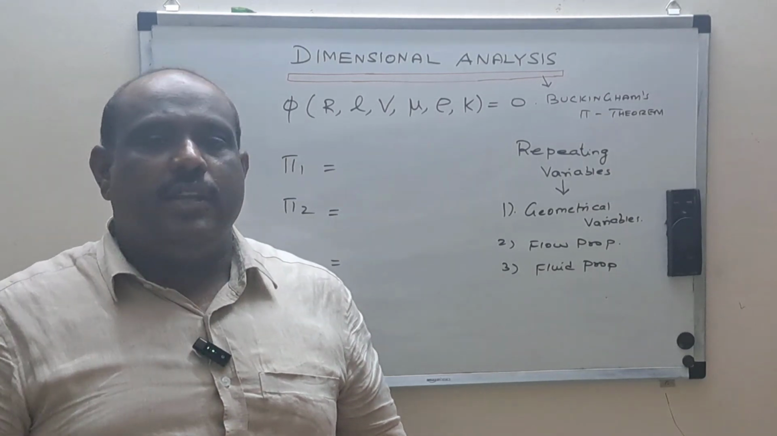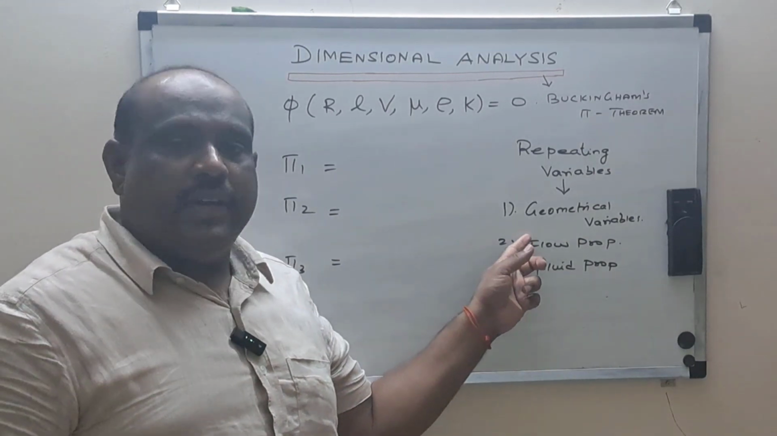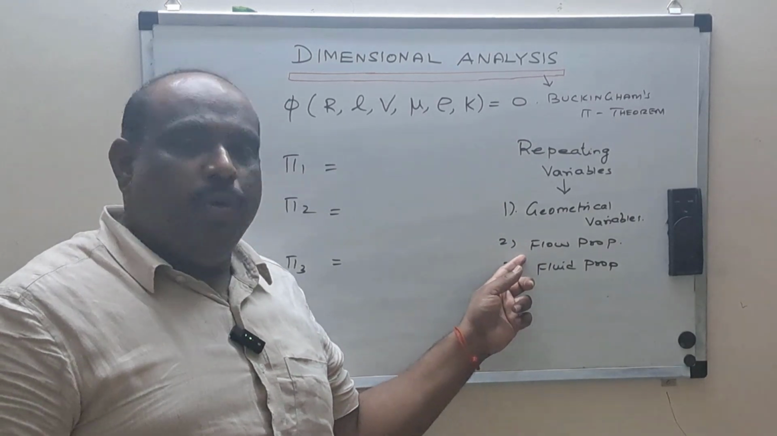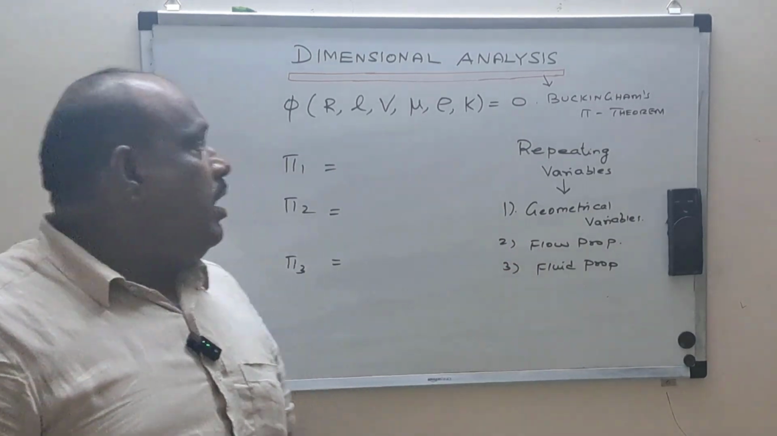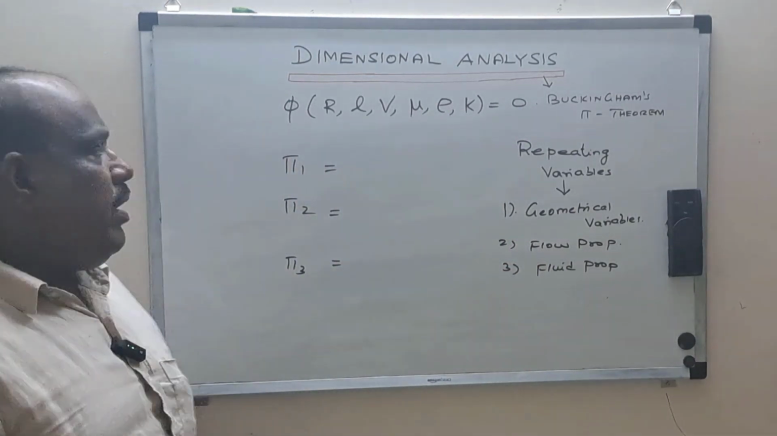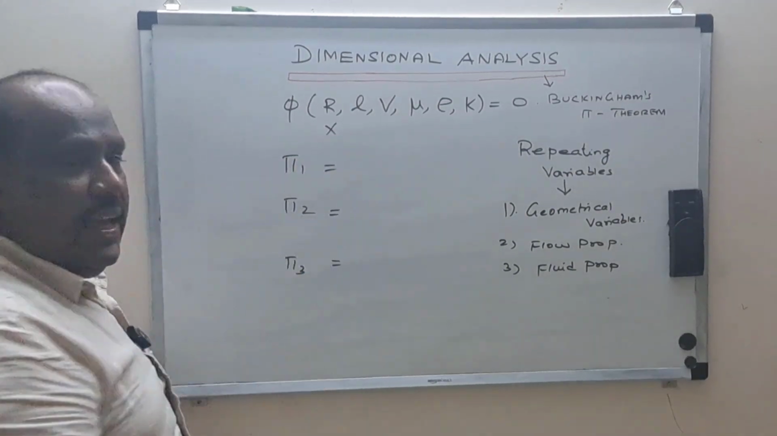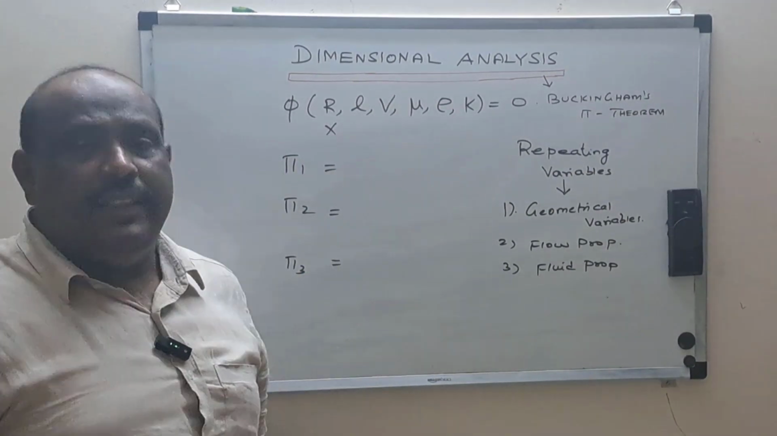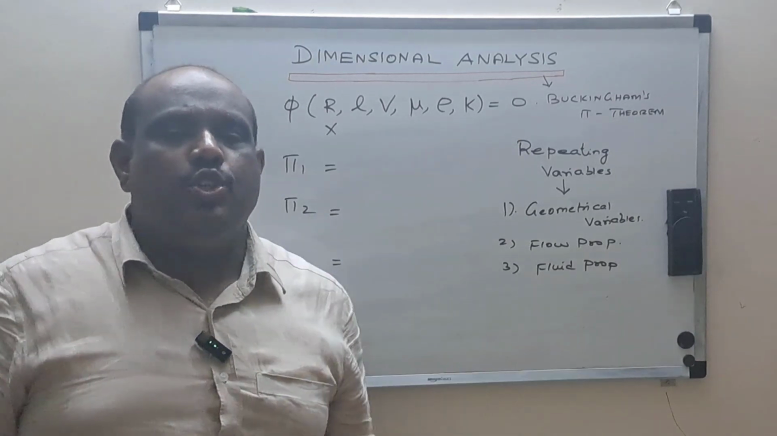The second condition is that one of the terms should be a geometrical variable, one should be a flow property, and another should be a fluid property. Out of these things, first this R is ruled out because this is a dependent variable. Now let us come to the length. Length is nothing but the geometry.